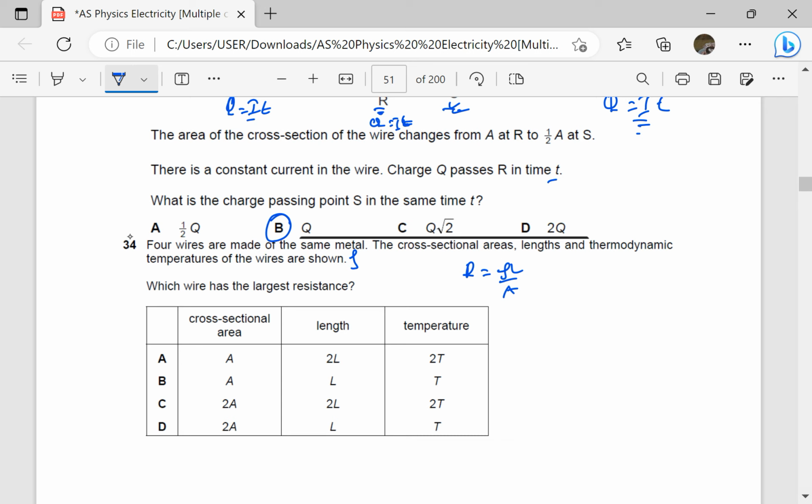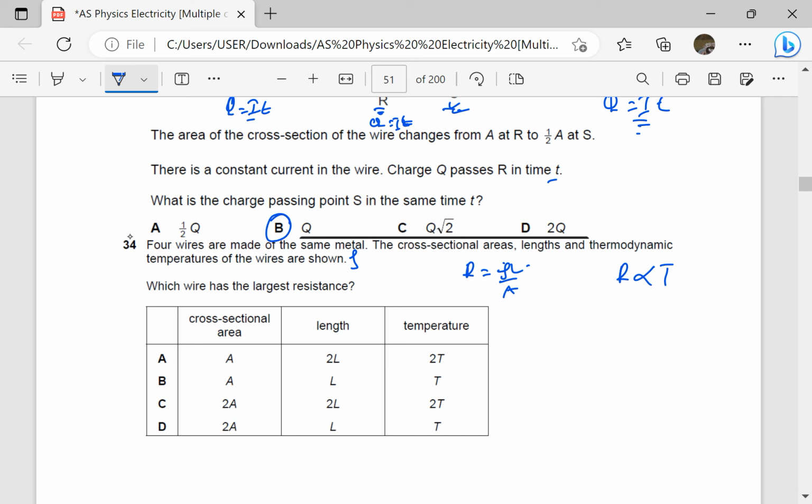So resistance is directly proportional to length, and inversely proportional to cross-sectional area for the same wire. So this is constant. The one with the greater length and the smaller cross-sectional area should have the highest resistance. And by the way, resistance is also directly proportional to temperature. So it should also have a higher temperature.